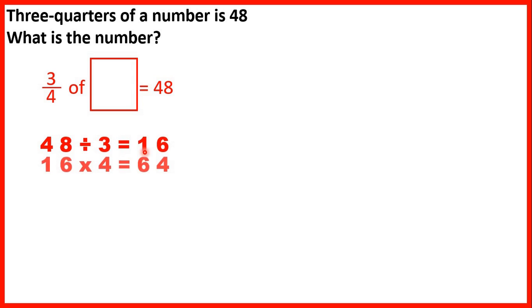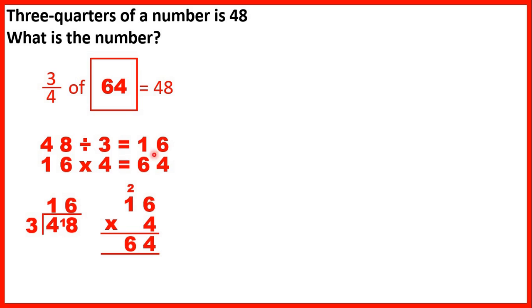So then we can take that answer and multiply by the denominator. Remember, normally it's divide by the denominator, but because it's a missing number problem, we're going to do the opposite. And 16 times 4 is 64, so that's our number. And here we might need to use short division to divide or short multiplication to multiply. But we know that our number is 64.